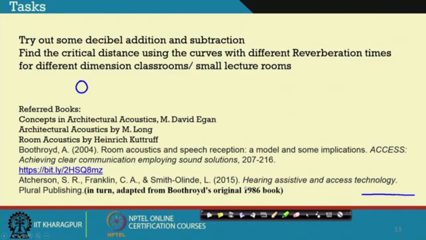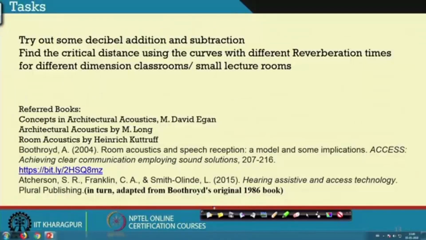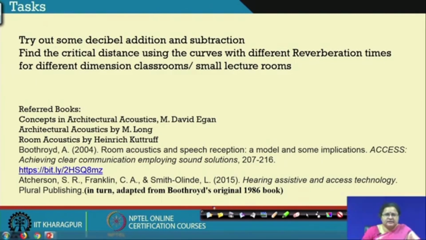Now, with this we will carry on with the next lecture, and I give you some tasks. Try out some decibel addition and subtraction, because as you found in the previous slide, you can actually add the reflected sound or the early reflection with the source sound. In that case, you will need some decibel additions, and to find the signal to noise ratio, you will need the subtraction of the decibels.